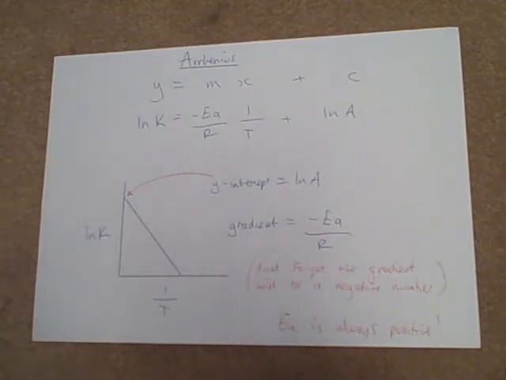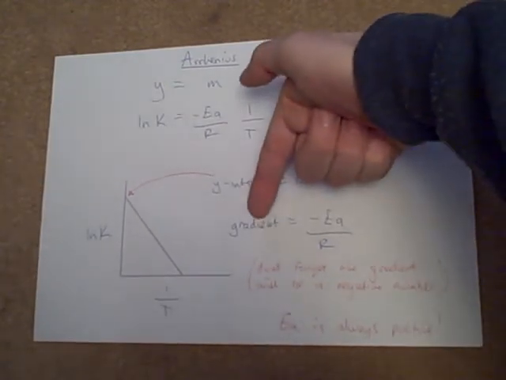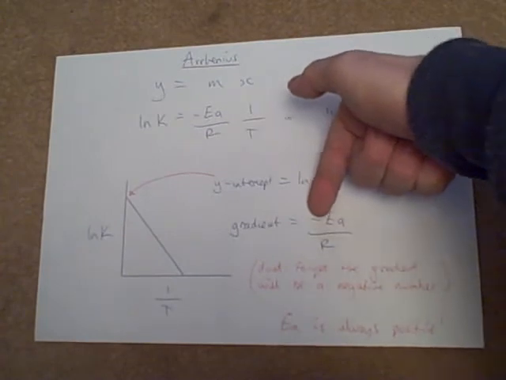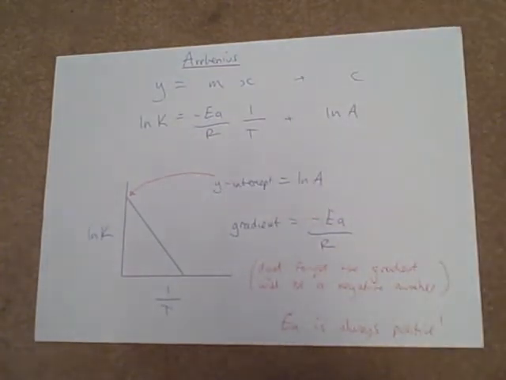And don't forget, your gradient will always come out as a negative number. So the negative gradient will cancel that negative there. And that's because activation energy is always positive.